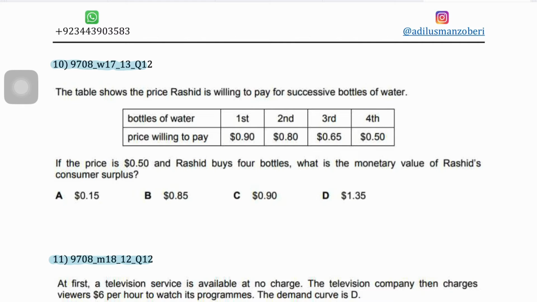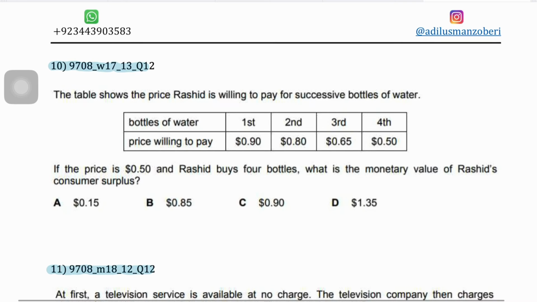Rashid's consumer surplus? Now consumer surplus is simply what you're willing to pay minus what you pay. So for the first bottle of water, he's willing to pay 0.9 minus 0.5, that gives 0.4. For the second bottle, 0.8 minus 0.5 gives 0.3, and 0.65 minus 0.5 gives us 0.15, and the consumer surplus would be 0 here. So if you add all this up, the answer should come to 0.85. So the answer should be B, right?